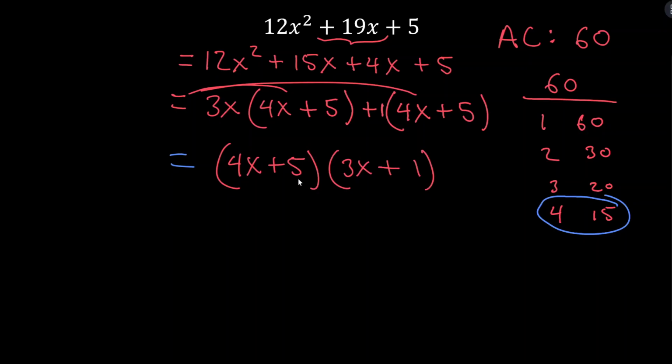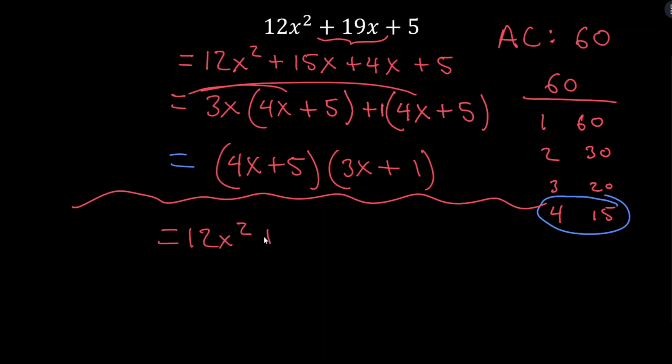And again, if we treat this as one single thing, instead of foiling this out, if we treat this as one single thing and distribute, we get back to where we were. All right, again, I said I would do this, but this is the only time I'll do this, and let's do it the other way. 12x squared plus 4x plus 15x. So again, what if you wrote it out this way? Would it still work? Well, let's find out.